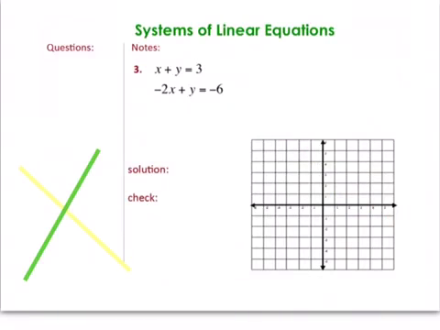Moving on to number 3. I'm going to choose a different color this time. You know me and my colors. So my first equation says x plus y equals 3. Well, I could either do this by intercepts or putting it in slope-intercept form. If I stick to my intercepts, I cover up my y's, and I see that x equals 3.